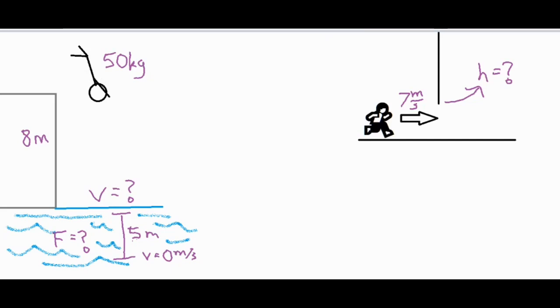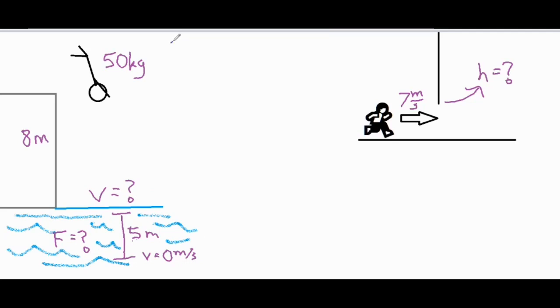Now, if we take a look at the first one, we have a person diving down from 8 meters above the water, and they hit the water, and we're looking for the final velocity before they strike the water. The second part of the problem, as they sink through the water, it takes them 5 meters to come to rest. That's why the velocity equals 0 right here at the end.